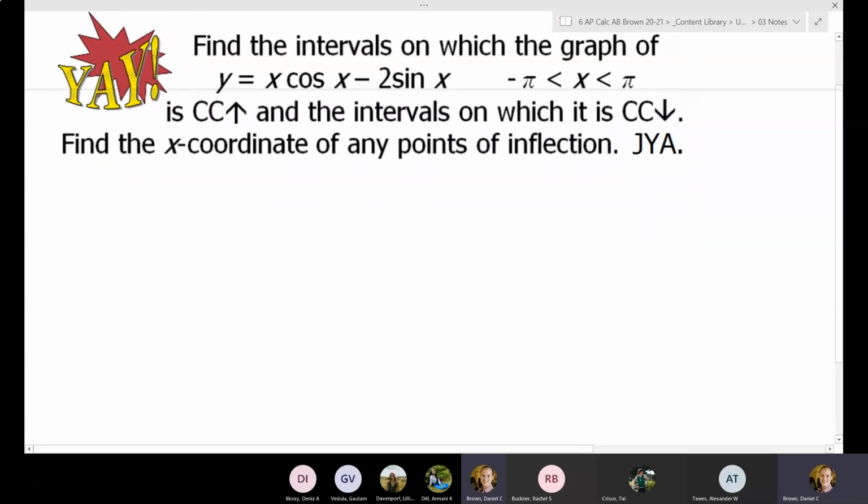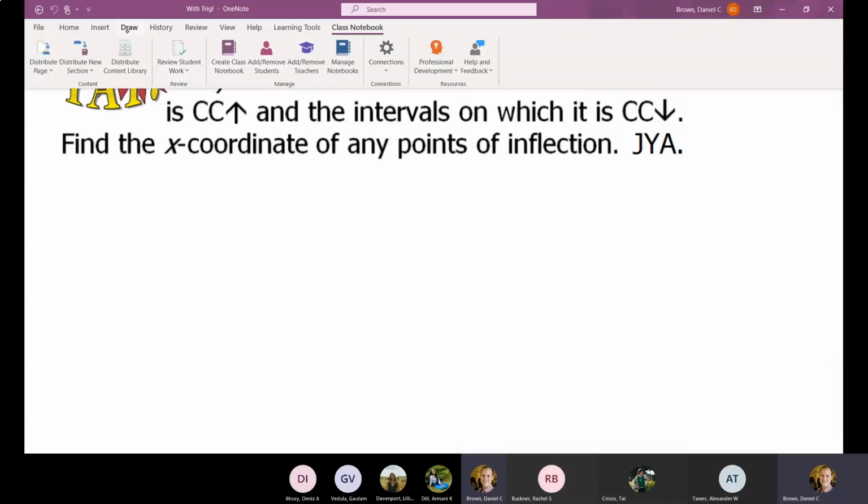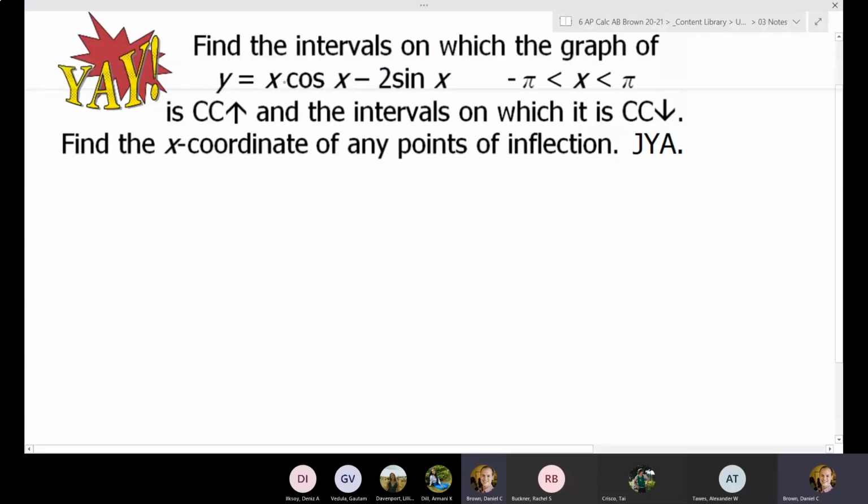So yeah, I'm going to go ahead and say try this one. Again, you're going to find the first derivative and then find the second derivative. To make sure you're not starting this incorrectly, make sure you interpret that as x times the cosine of x.